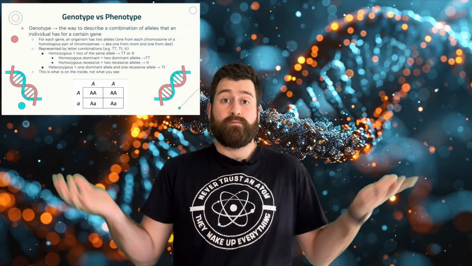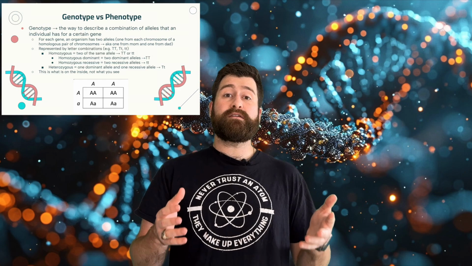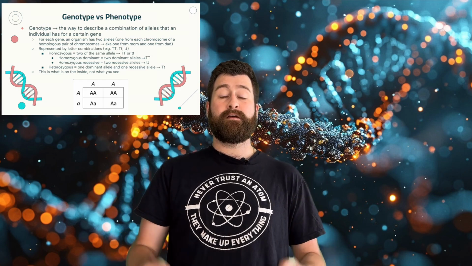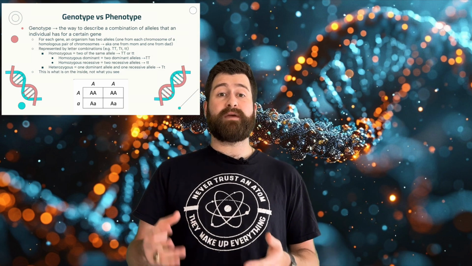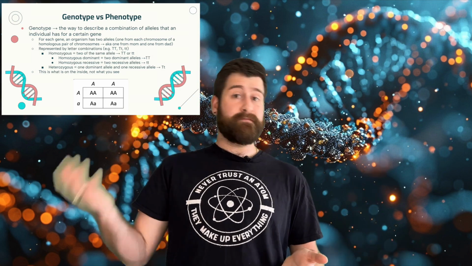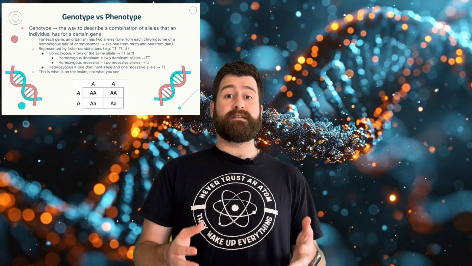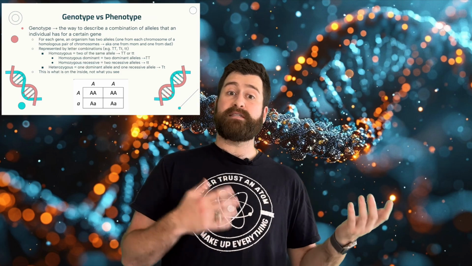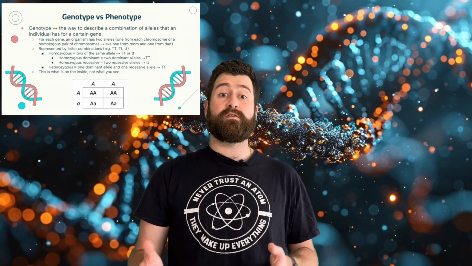So first up, what is a genotype? It is the way to describe a combination of alleles that an individual has for a certain gene. For each gene, an organism has two alleles. They have one from each chromosome of a homologous pair of chromosomes, aka one from mom and one from dad. This is represented by letter combinations like capital T, capital T, capital T, lowercase t, or lowercase t, lowercase t. These combinations are known as homozygous or heterozygous.